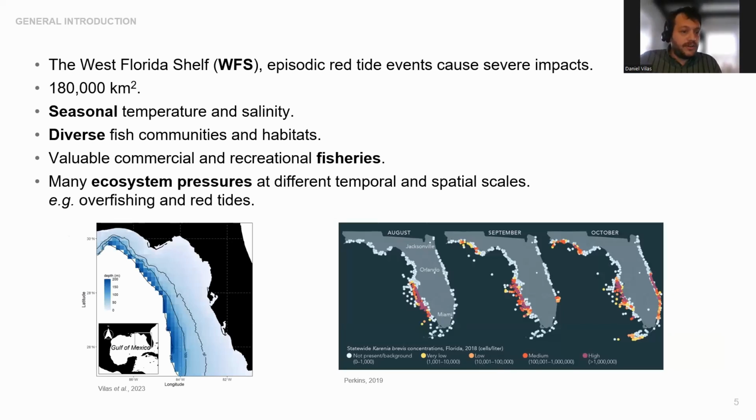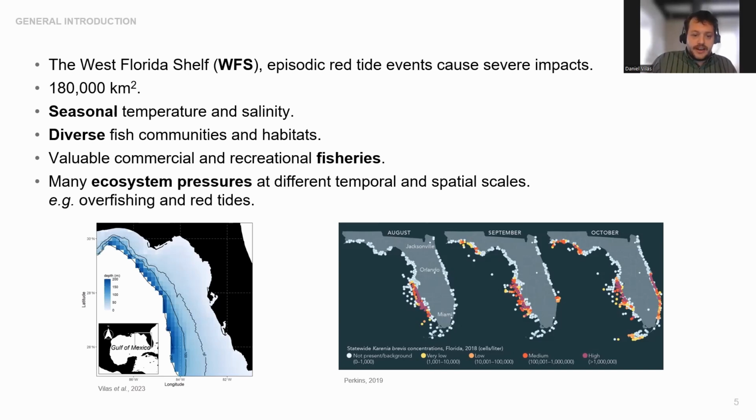This talk will focus on the West Florida Shelf because it's a region that is regularly impacted by episodic red tide events, causing severe impacts in the region. We have, for example, this map on the bottom right that represents the cell concentrations of Karenia brevis, and the purple ones are the severe, the higher concentrations. So in late summer, we have those episodic events, very localized and pretty short in duration.